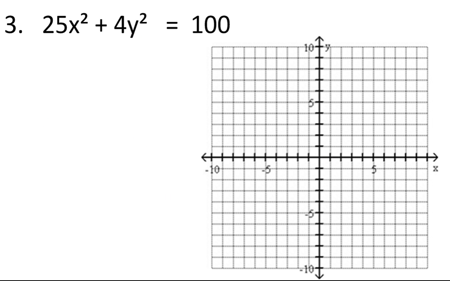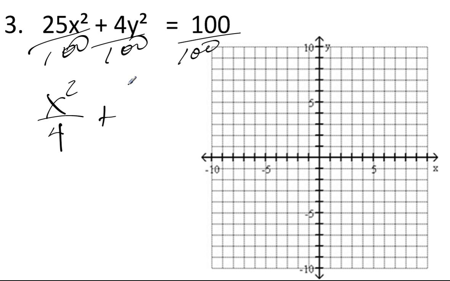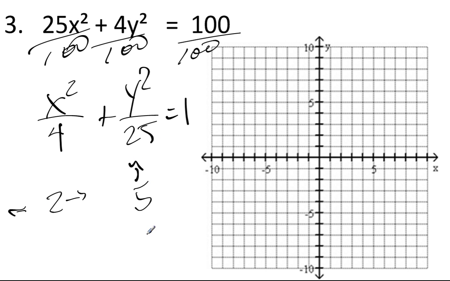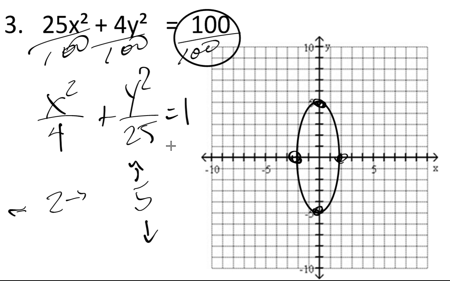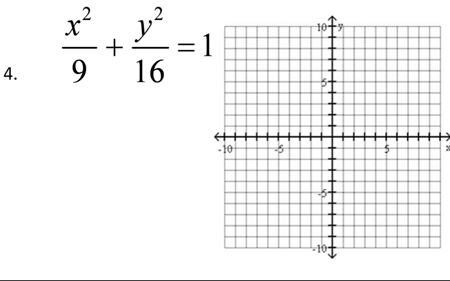Really nice and easy. So here we've got to divide by 100. So we're going to get x squared over 4 plus y squared over 25 equals 1. So we're going to be going 2 in the left, right, and 5 in the up, down. So 2, 2, 5, and 5. Pretty simple. But what we've got to remember is that we need to divide by our number that's out here. If you don't do that, then it's not very simple.